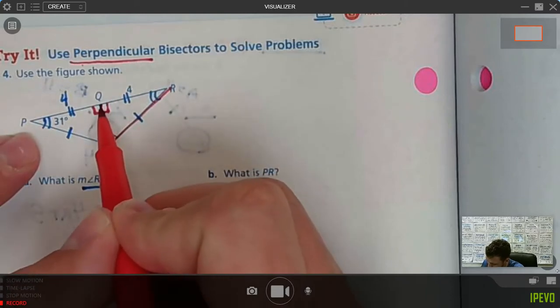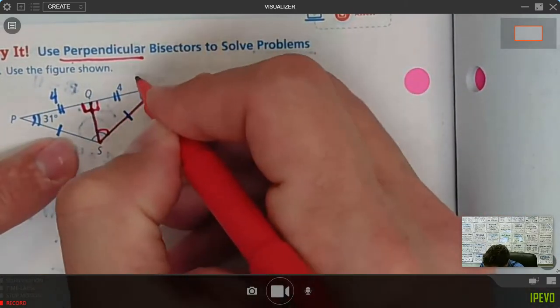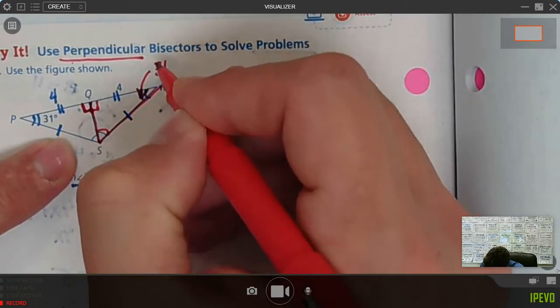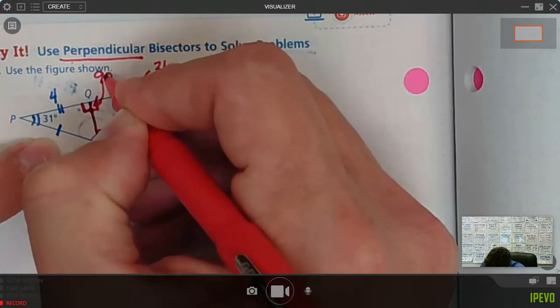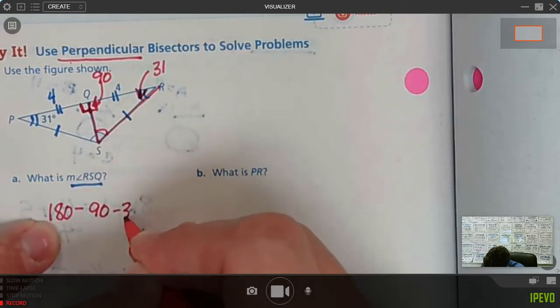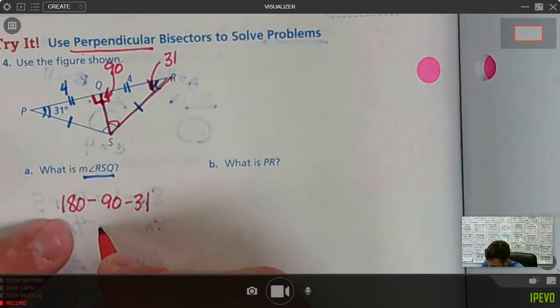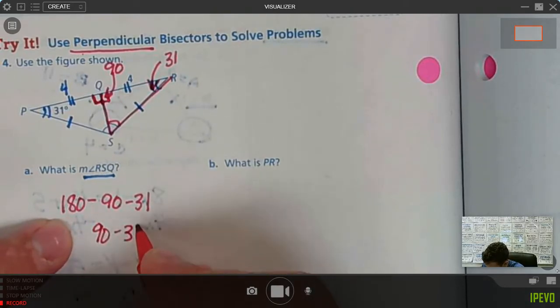So if we're looking for this angle right here, we know that this one is 31 and this is 90. So we're going to take 180 and subtract 90 and subtract 31. So 180 minus 90 is 90. 90 minus 31 is 59.